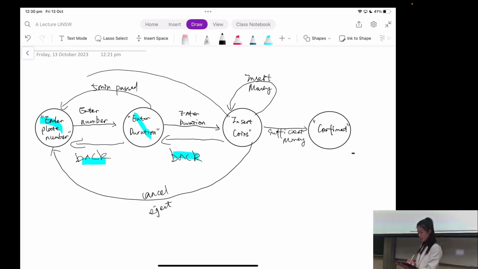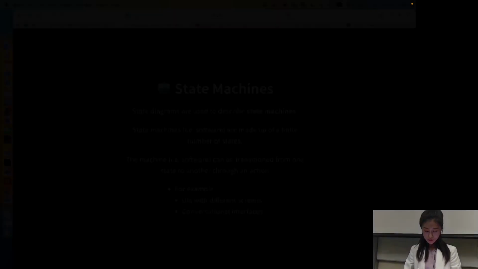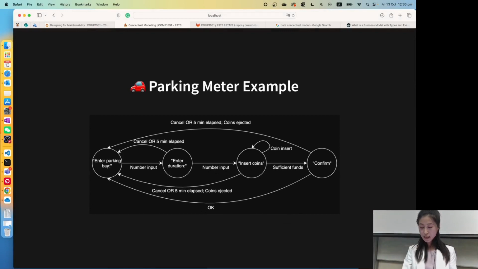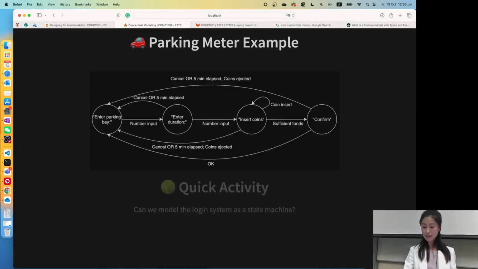And also here, we may also have another event, like 5 minutes passed. Right. So this is our model here. So you can find it also in the slide.